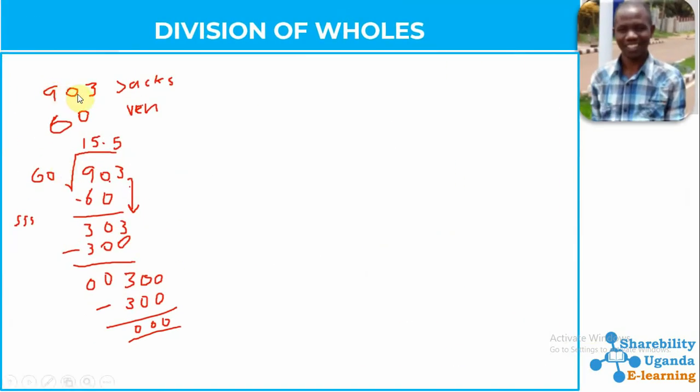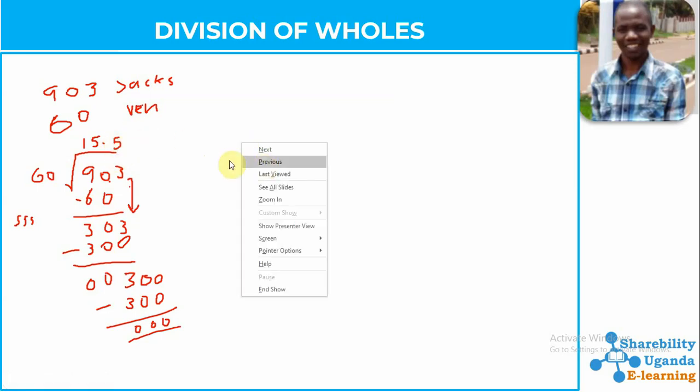That is 903 divided by 60. So we got 15.5. That simply means we can't get 0.5 of a vehicle. We are going to get 15 vehicles and a half. When you see that, it means we still have part of the charcoal left. If they take 15 vehicles only, there will still be some sacks remaining.